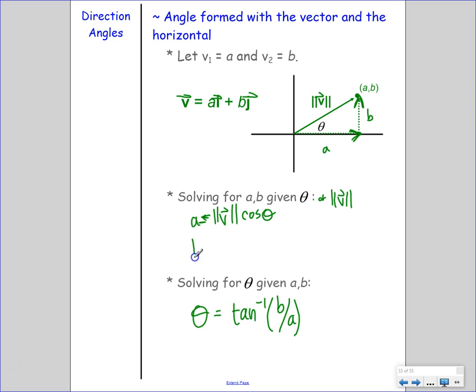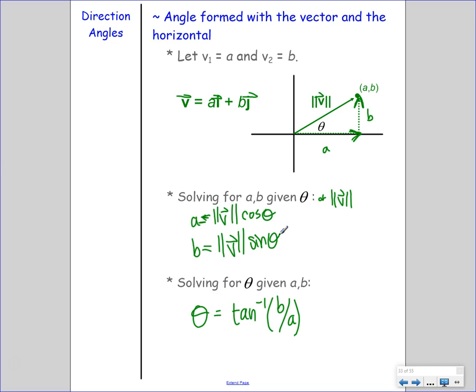So can you guys use a similar idea to tell me what B would be? Good. Opposite over hypotenuse. Sine of theta equals B over magnitude. I'm going to multiply on the other side, so B is equal to magnitude or hypotenuse times sine of theta. So to find A and B, I use the magnitude times cosine of theta for A, sine of theta for B. A way of memorizing: A is the adjacent, so of course cosine. B is the opposite, so of course sine.